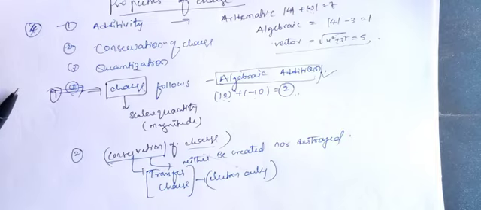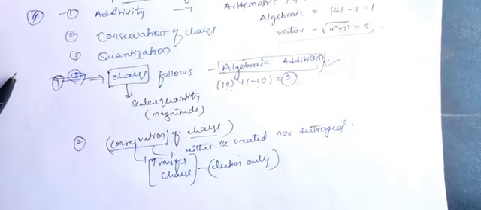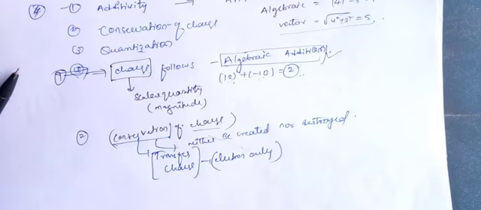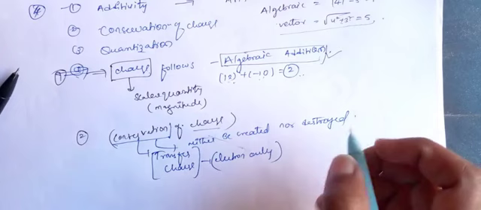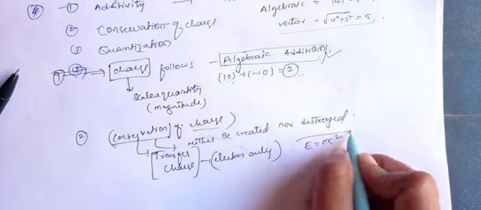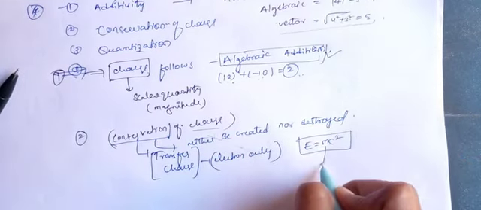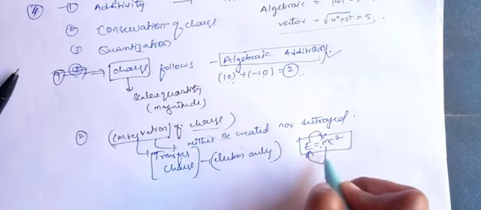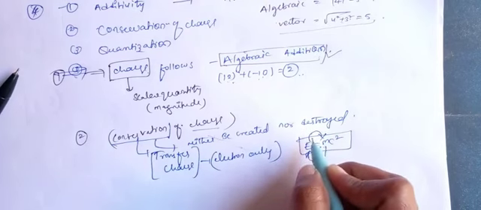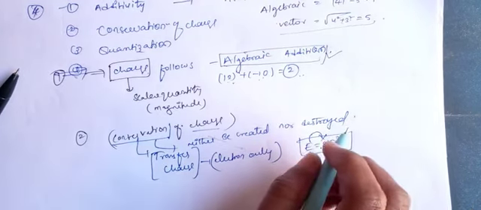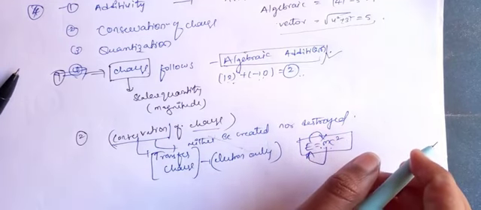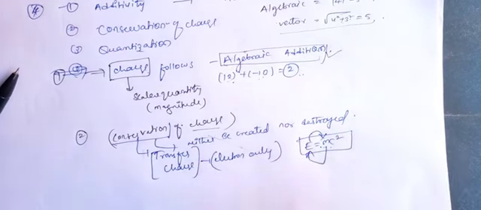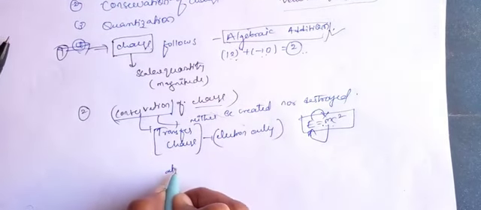Now, conservation means, as we already know from Einstein's mass-energy relation, E equals mc squared. Mass can be converted into energy, and energy can be converted into mass. So there is a transfer between mass and energy, but no creation or destruction.